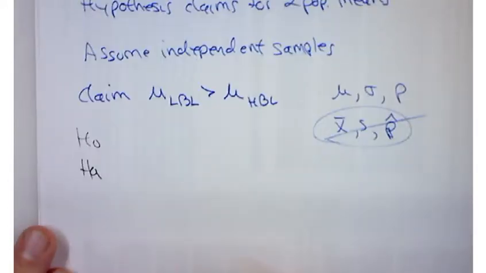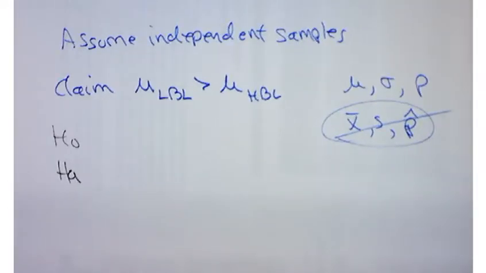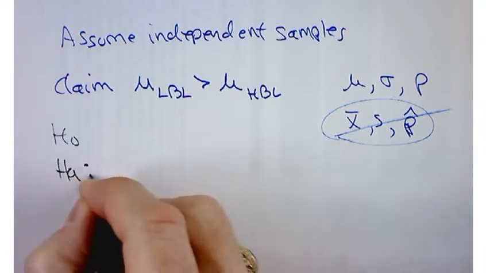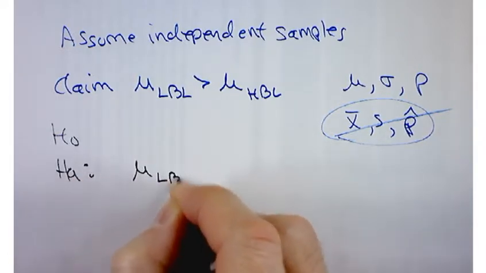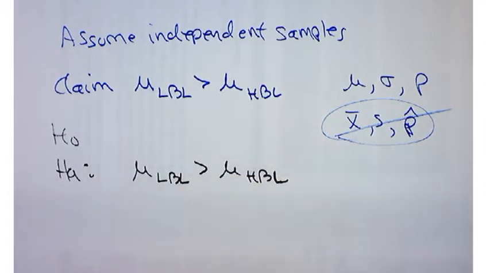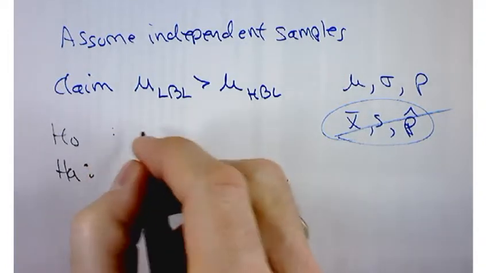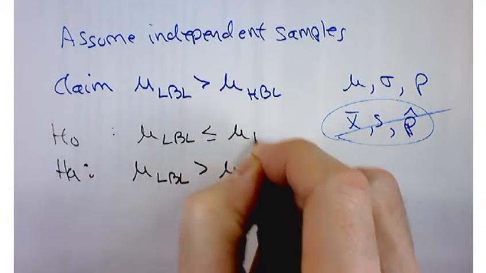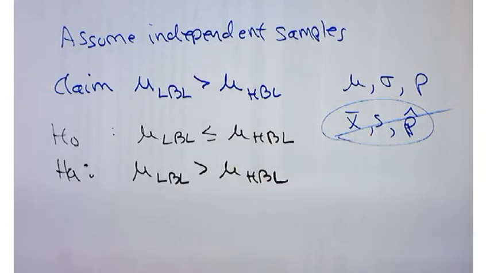As far as setting up H0 and HA is concerned, where does my claim belong? The alternative, thank you. So mu sub LBL is greater than mu sub HBL. Nice. So what's that put in the null hypothesis then? Yeah, a less than or equal to. Mu sub LBL is less than or equal to mu sub HBL. Nice.